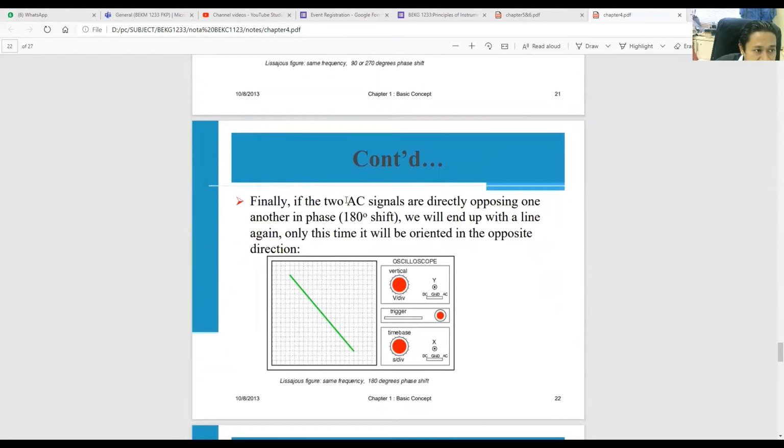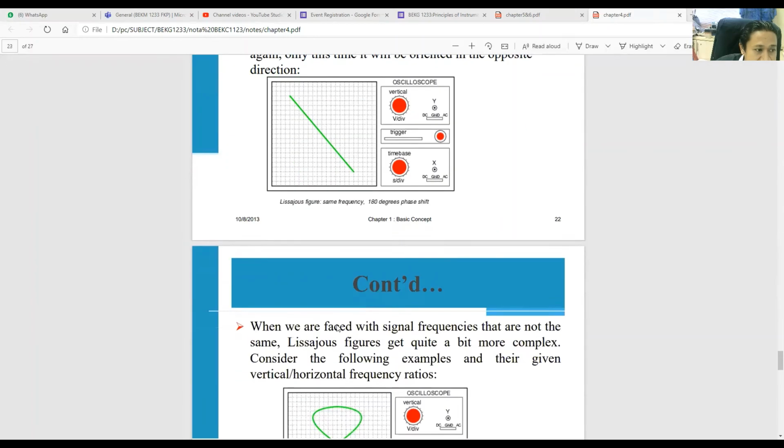If we have two AC signals directly opposing one another in phase, a 180 degree shift, we will end up with a line again, only this time it will be oriented in the opposite direction. So this is the Lissajous figure: the same frequency, but they are opposing one another in phase, a 180 degree shift. So the line will be like this.